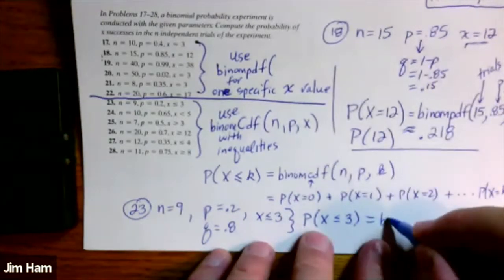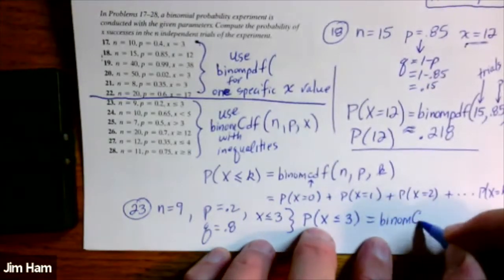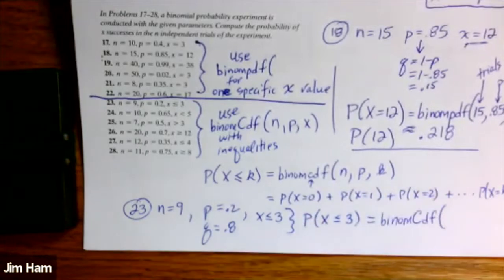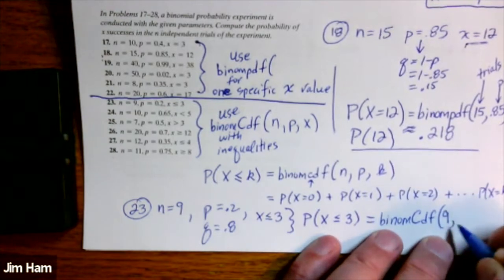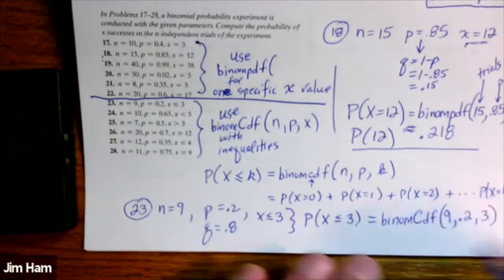The function we would use is binomial CDF. PDF calculates the probability at a single x value. CDF accumulates probabilities from 0 up to the ending amount, 3 in this case. We're going to enter 9 and then 0.2, and then we're going to end at 3.